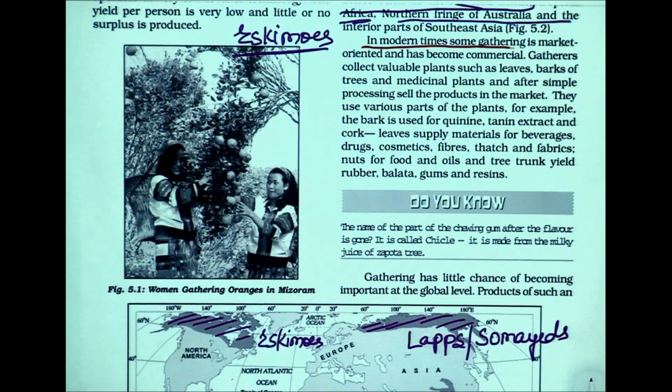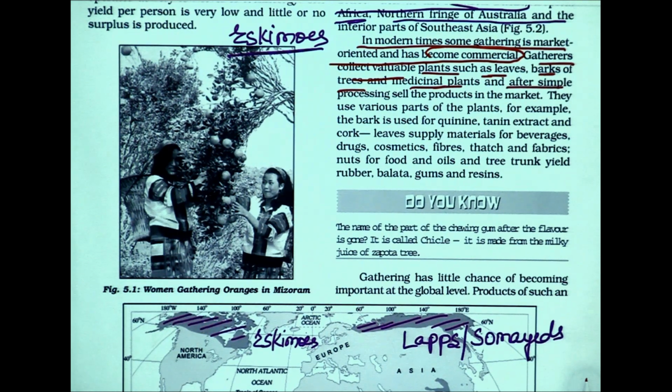In the modern times, some gathering is market oriented and has become commercial. Gatherers collect valuable plants as leaves, barks of the trees, medicinal plant, and after simple processing sell the product in the market. Some examples that are being mentioned: rubber, gums, resin, different varieties of tannin extracts and cork, leaf supply for beverages, etc.